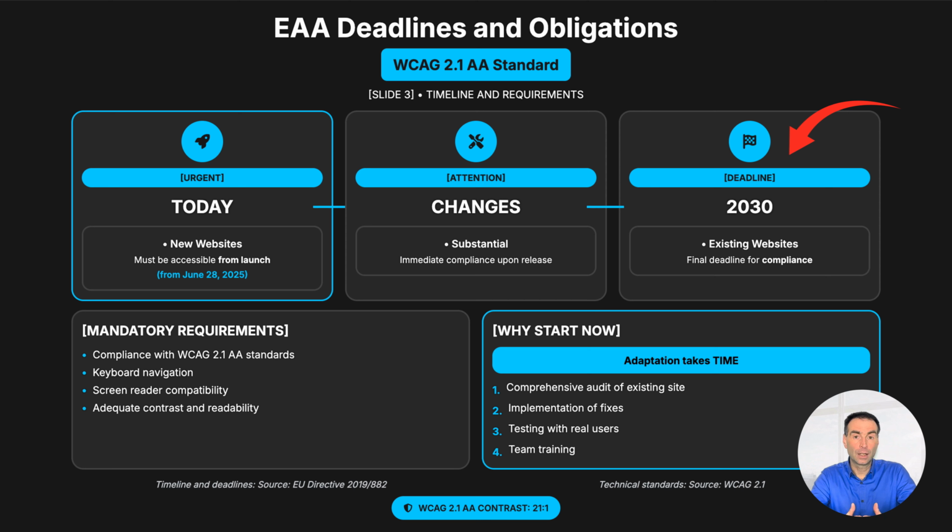Existing sites, on the other hand, have until June 2030 to comply. However, if a site undergoes substantial changes before this deadline, the site owner will necessarily need to undertake compliance work. Therefore, it is advisable to commence this work as soon as possible. This is because compliance requires time.